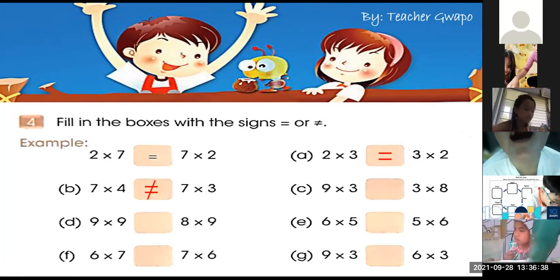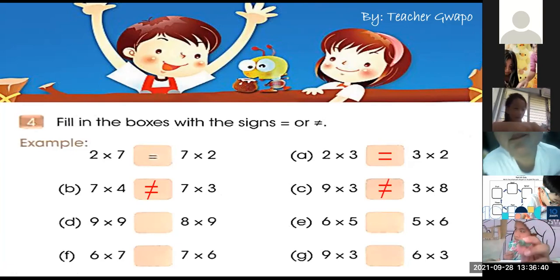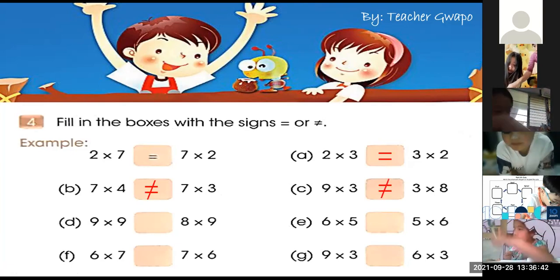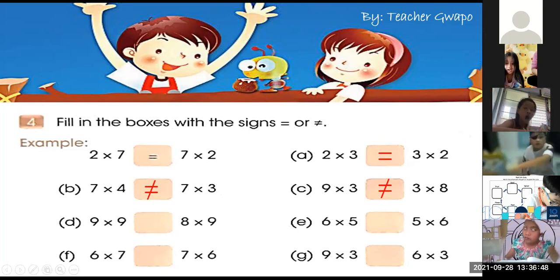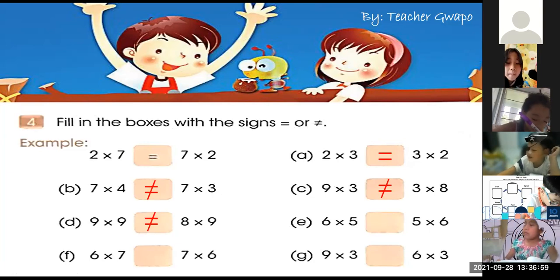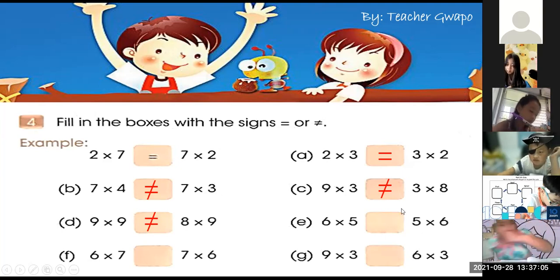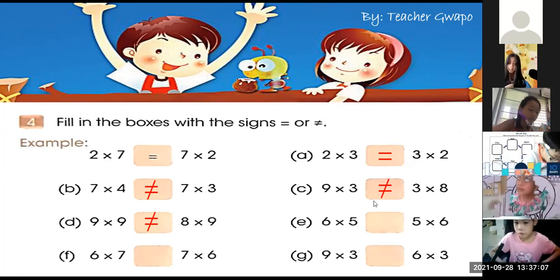Letter C, not equal. Letter D, 9 times 9 and 8 times 9. Of course, not the same numbers. They are not equal because here is 9 and 9. Here, 8 and 9, not the same. So it means not equal, right? It's very easy because you will just look at the numbers. Here, 6 times 5, 5 times 6. Are they equal or not equal?